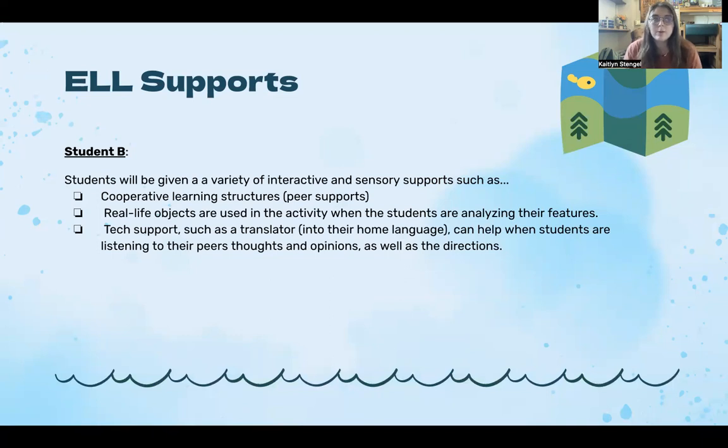So if their classmate is saying something about an object that they're not fully aware of or can't fully understand, they can use this translator to translate what their classmate is saying in English into their home language, so that they have a better understanding of the material that is being shared.